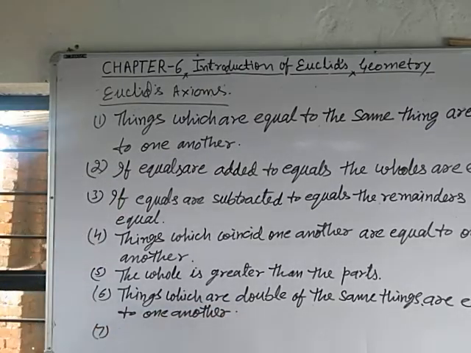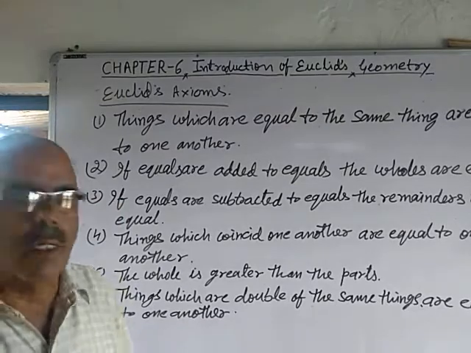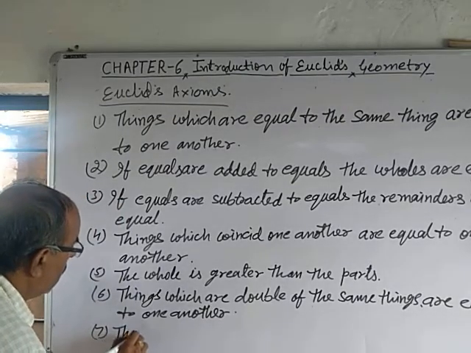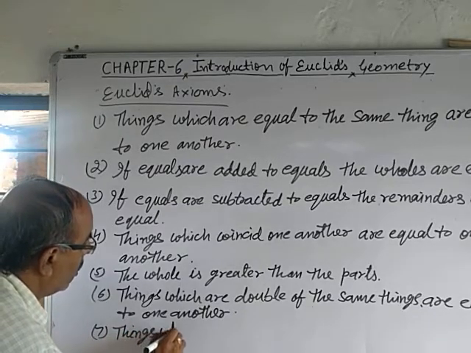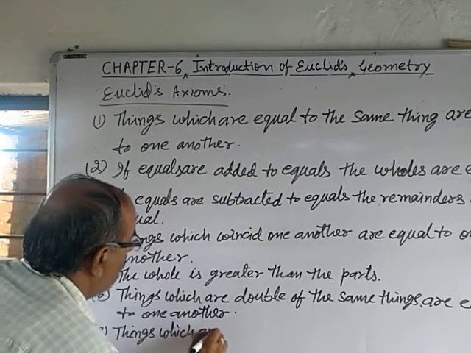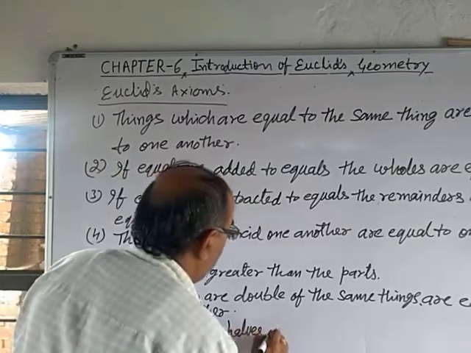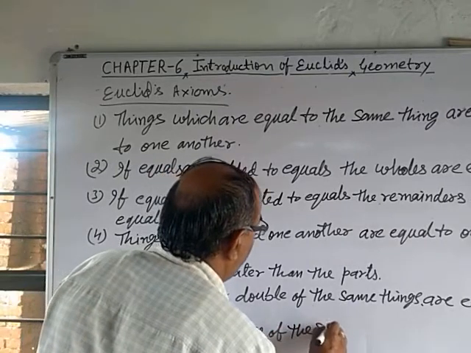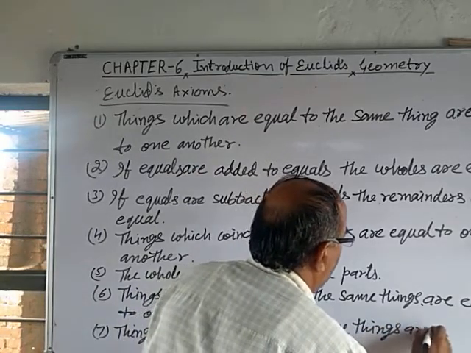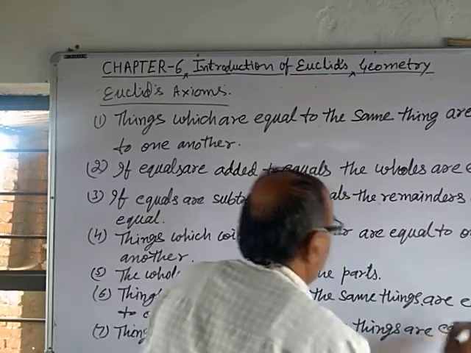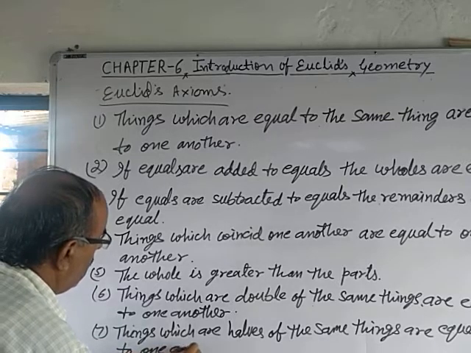Seventh: the things which are halves of the same things are equal to one another.